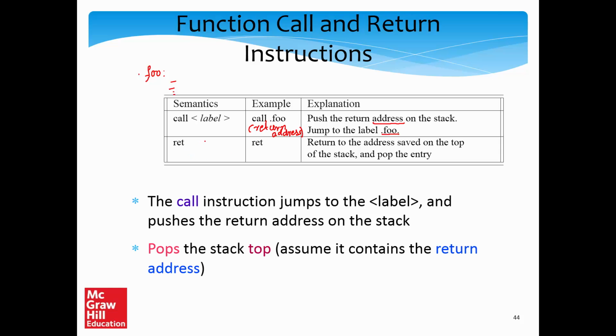Similarly, we have a zero address format instruction called ret. Here we return to the address that is saved on the top of the stack, and we pop the entry. So it's completely a stack based system. Assume that this is the stack and then we have a call. The return address gets saved on the top of the stack and then we keep moving. Finally, we need to clean up the stack. The return instruction will take the value of the return address and pop the stack.